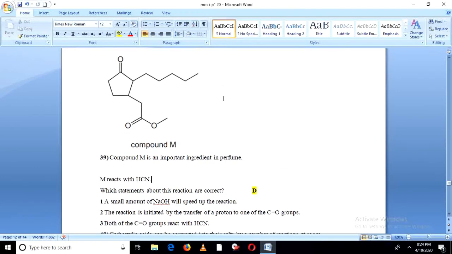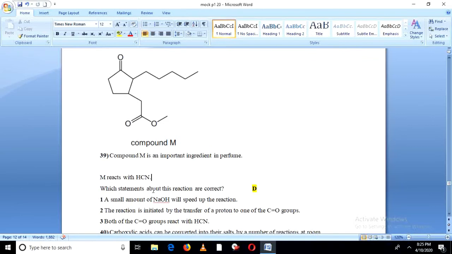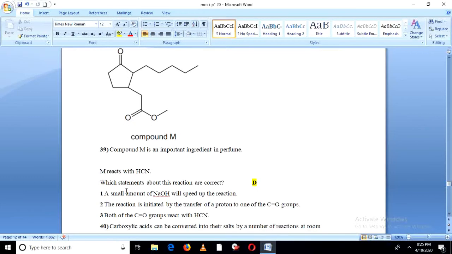Here is a molecule or a compound M. In the 39th MCQ, the examiner was saying compound M is an important ingredient in perfumes. M reacts with HCN. Which statements about this reaction are correct? Here you can see in M there is an ester linkage and a ketonic linkage. So HCN would be reacting with the ketonic linkage. We know that ketones react with HCN. So we have to see which statements are correct.